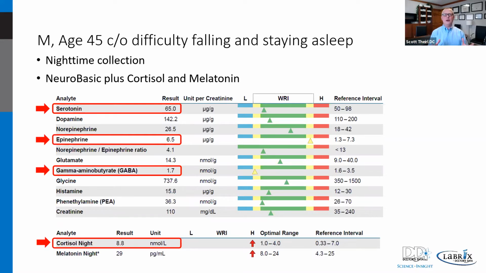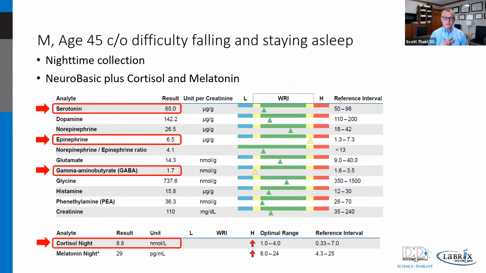We did kind of these neurobasic panels. So you get these 9 neurotransmitters, and then you add on, in this case, a single saliva for a cortisol and a melatonin. If you like rhythms, you could add a 4-point cortisol, right? Or you can even add more than that if you choose to. You could add a melatonin rhythm where you could do 3 points during the day and see, all right, where's melatonin during the day and does it spike up at night like it should?